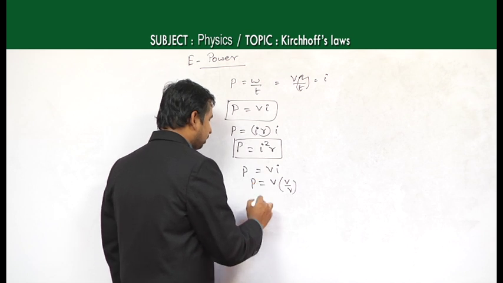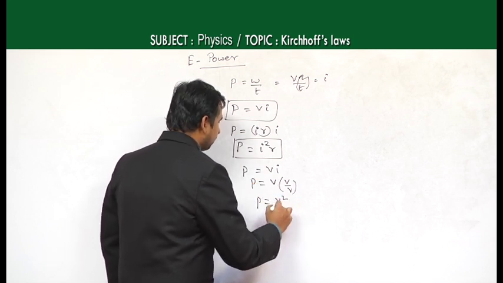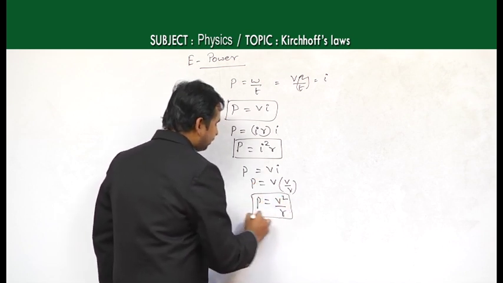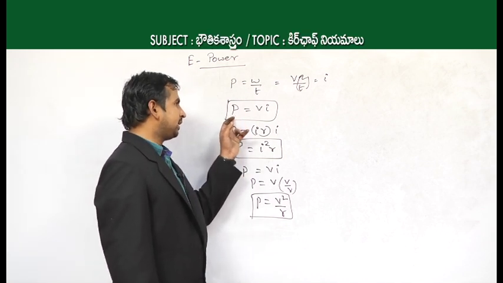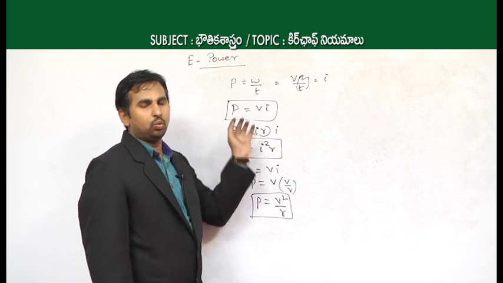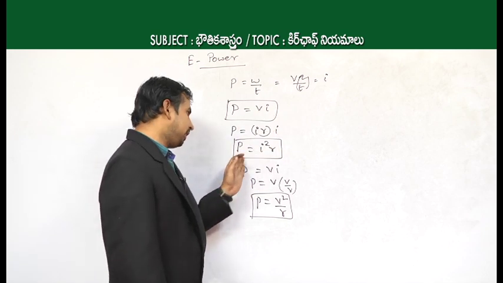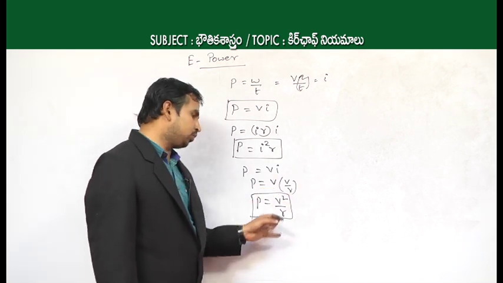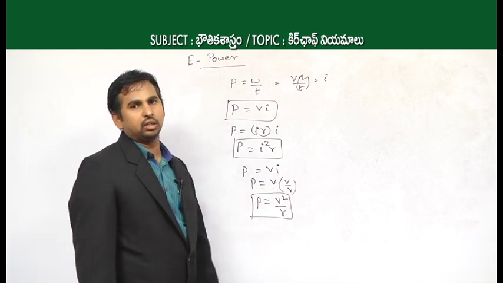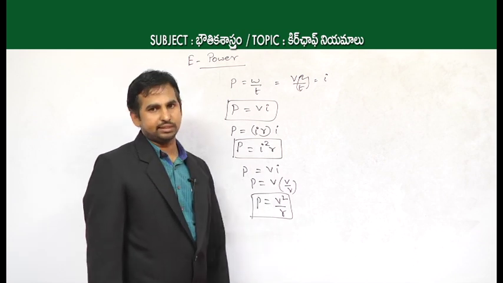Then P is equal to, finally it becomes V square by R. Like this, depending on the given problem, the electric power we can write as P is equal to V into I, the voltage and current relation, and P is equal to I square R, the I and R relation, and P is equal to V square by R, P in terms of voltage and resistance.